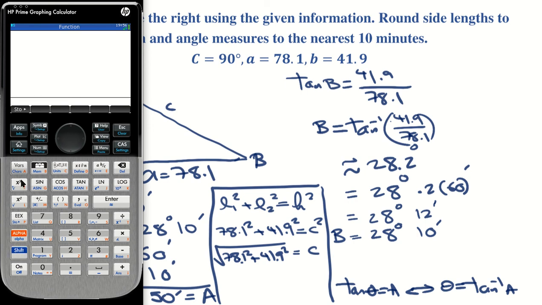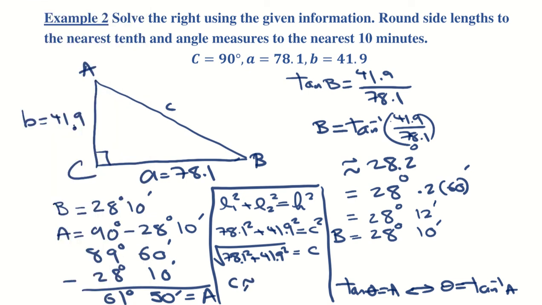So we just want the square root of 78.1 squared plus 41.9 squared. Okay, now we get 88 point so and so. Notice that we want the side lengths rounded to the nearest tenth as we agreed. So to the nearest tenth, that's just going to be 88.6. So C is approximately 88.6.